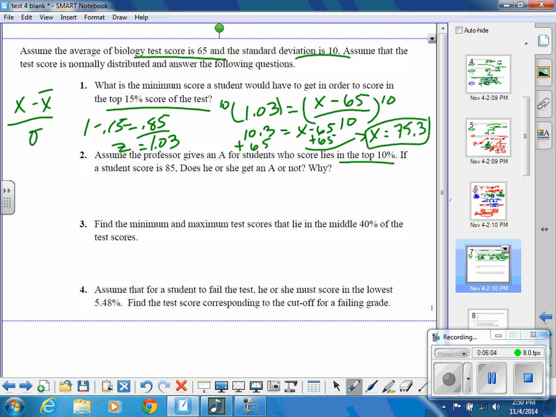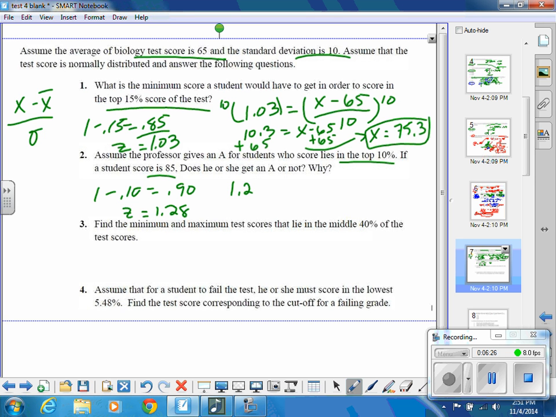The next question says, it gives an A for everyone in the top 10%. If the student scores 85, does he or she get an A? Why or why not? Well, what we need to do is find what is the minimum score for the top 10%. The exact same one. Start out 1 minus 0.10. Gives me 0.90. Find the closest z to 0.90 without going over. In the back of your book, in the chart, it's 1.28, okay?